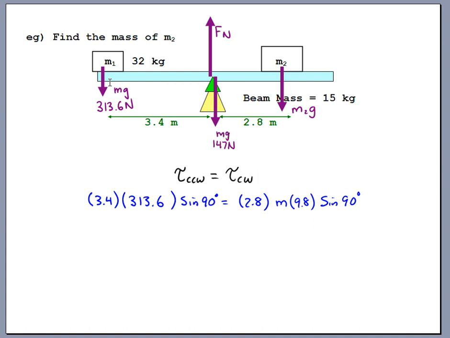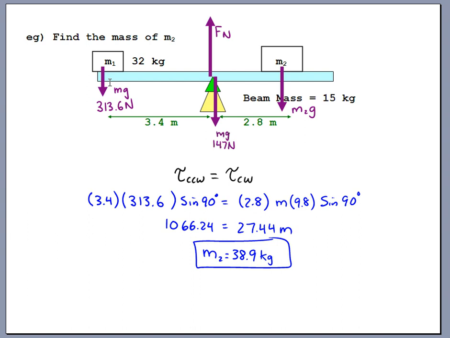And as you work your way through those calculations, the 3.4 is an R. It's how far you are from the pivot. The 313 is a force, and then the sine of the angle. Going the other way, the 2.8 is an R. The m and the g together are the force, and then the sine of 90. Very easy equation to work with. Nothing is quadratic, and in one moment you're done, and you know that that mass needs to be 38.9 kilograms.